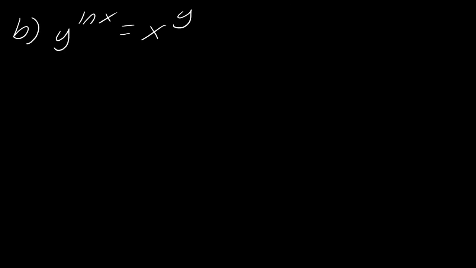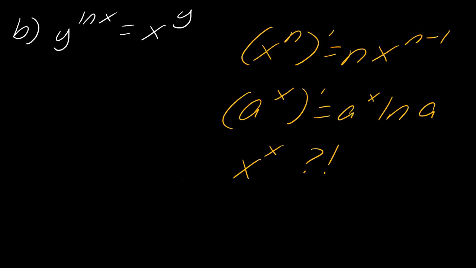And then for B, this is kind of that example where you can't necessarily take the derivative of this. Think about this: we have derivative rules for x to a number or a number to the x, but we don't have anything for x to the x. This is a variable to a variable, which is basically the same idea here. So we don't have a derivative rule for this, and that's why we have to use logarithmic differentiation.